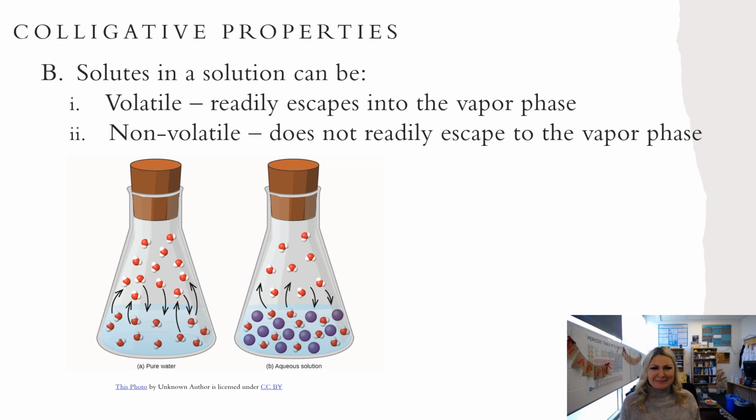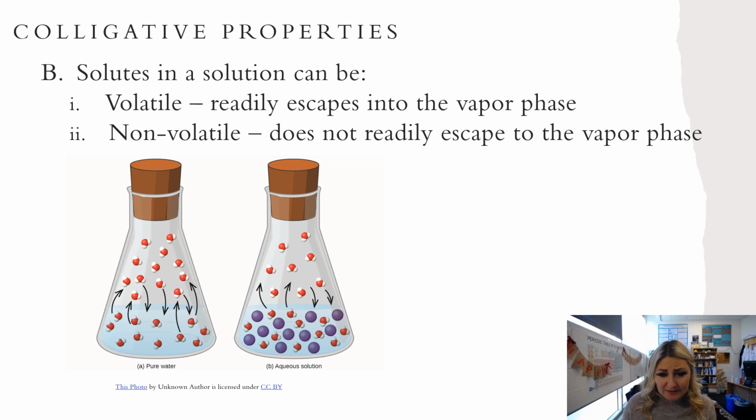Immediately, I think of gasoline. When you're pumping gas, you can smell that right away. It's very volatile. It escapes to the gaseous phase. Acetone, so nail polish remover, the second you open that, very volatile. That escapes to gas. You can smell it. It's already in the gas phase. If it is non-volatile, it does not readily escape to the gas phase.